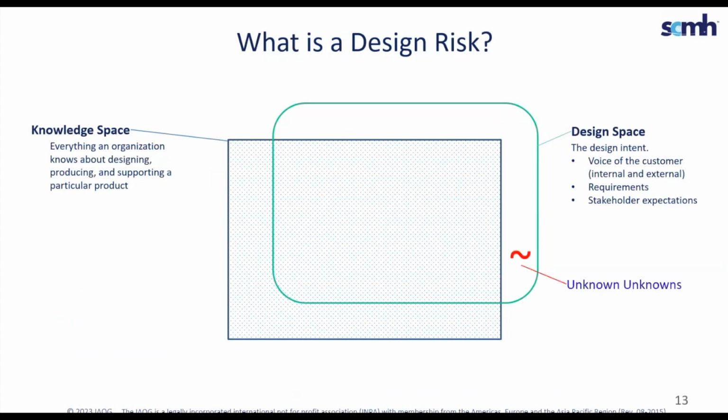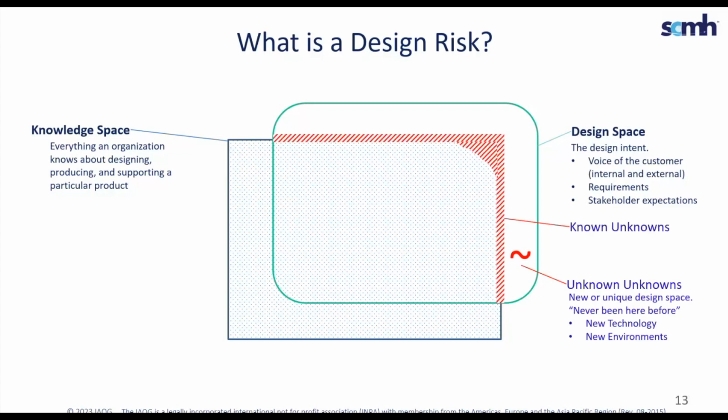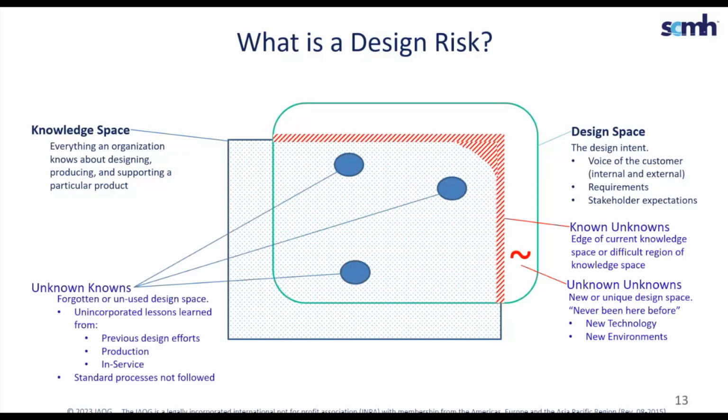You have the unknown unknowns, which are the unknown parameters representing new or unique design space, which are beyond the frontiers of your knowledge space. So you have not been here before. You also have the known unknowns, which are the known parameters with difficult regions or at the edges of your current knowledge space. It is the frontier of your product capabilities. You also have the unknown knowns. These are the forgotten or unused knowledge space, lessons learned not applied, or standard processes not followed.